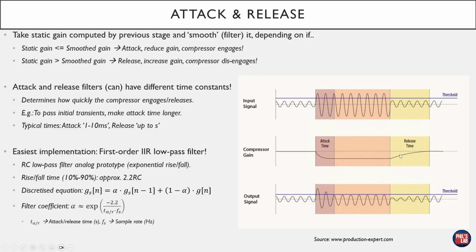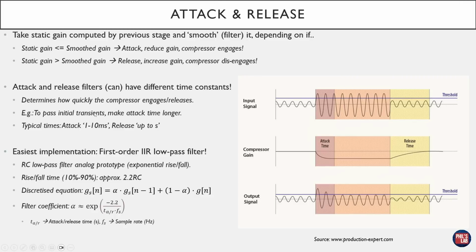So the compressor ramps its gain back up to unity, and we are no longer attenuating the input signal, so over a certain amount of time our output signal grows again. And we can see here we have two different times. One is an attack time and one is a release time. In this setting, our attack time is quite a bit shorter than our release time, and this might be typical for compressors. Attack and release filters can have different time constants, but can also be the same. Again, the attack and release times determine how quickly the compressor engages or releases or disengages.